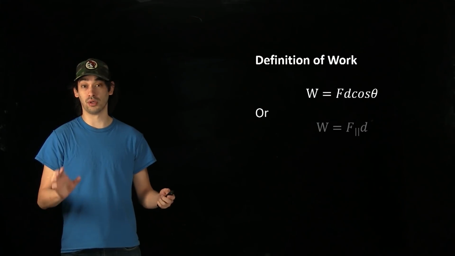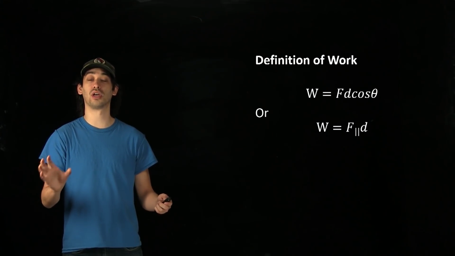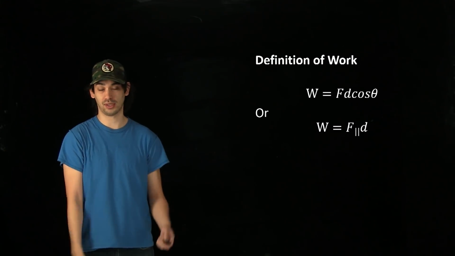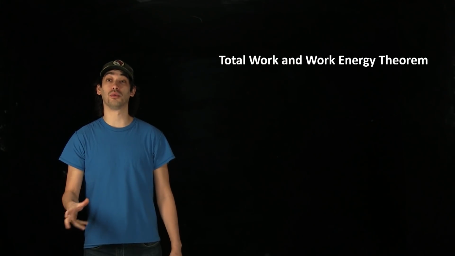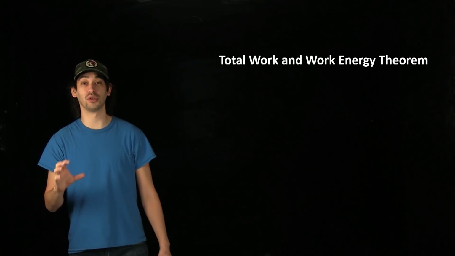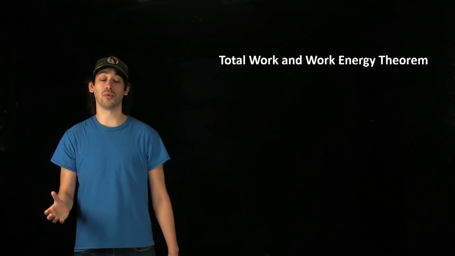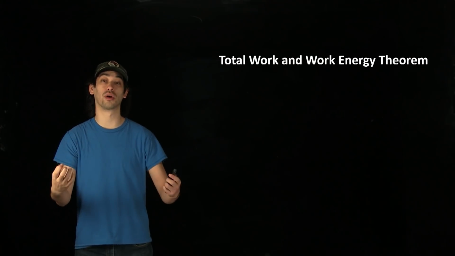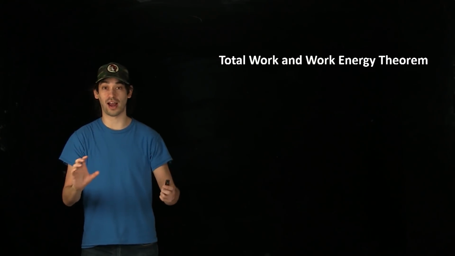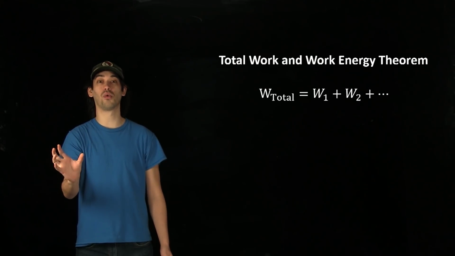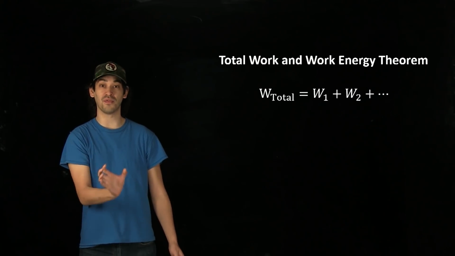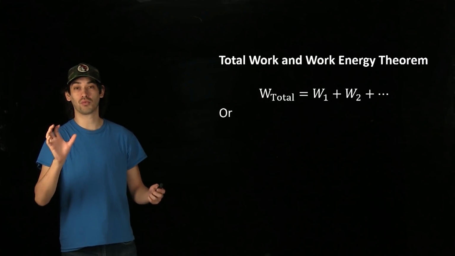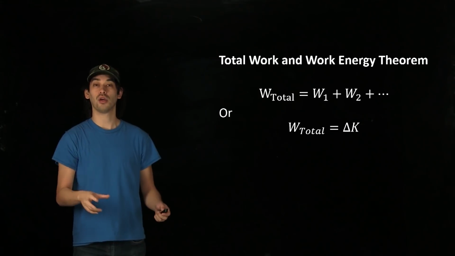This can also be written in another way, and that's to say that the work done by this force is equal to the force that's parallel to the distance times the distance. As we've seen before when we did free body diagrams, an object can have multiple forces acting on it. And so when we want to talk about the work done on an object, we want to be able to talk about the total work done on the object by all of the forces that are acting on it. So that's to say that the total work is going to be equal to the sum of the individual works done by each force.